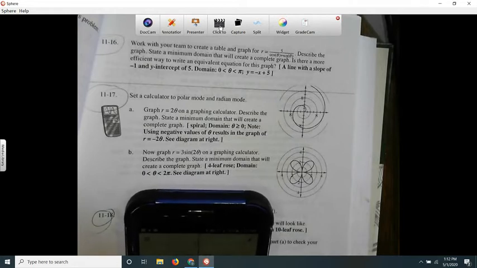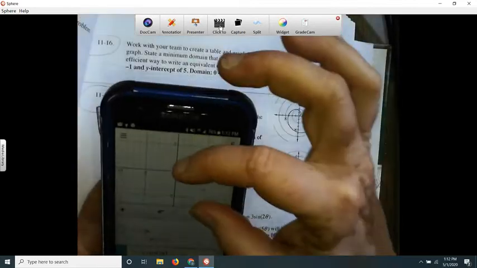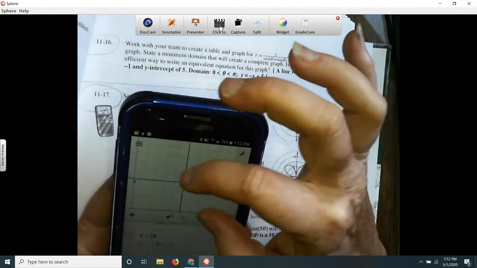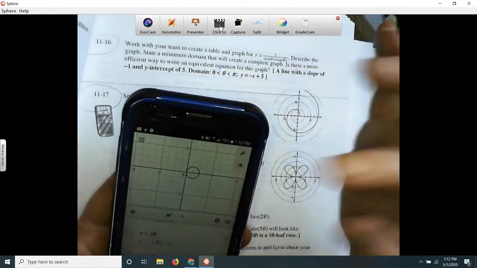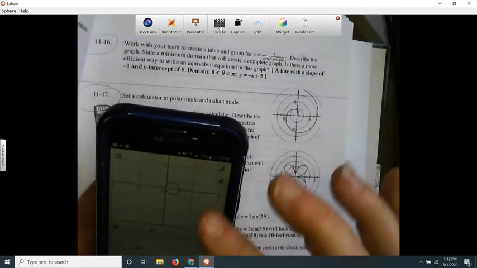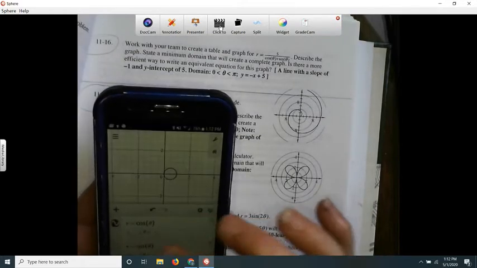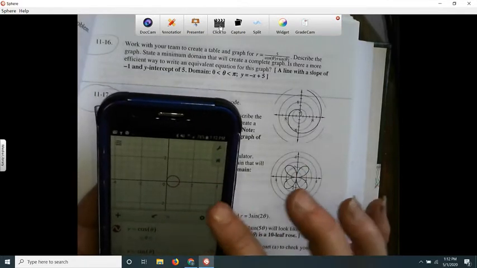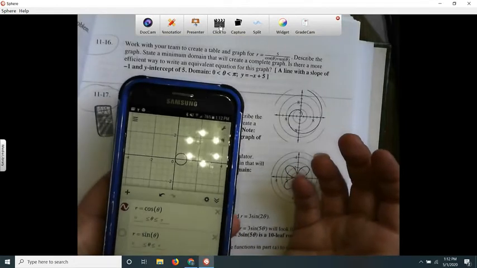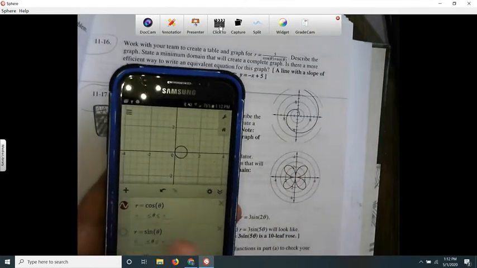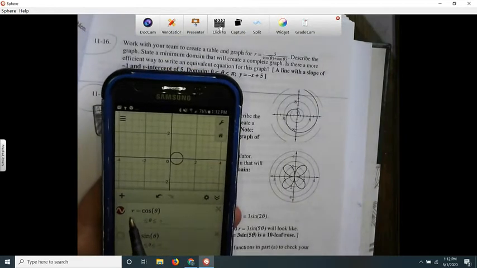Okay, so in Desmos, you can just go to your plain old Desmos that you have already on the app on your phone. But when you want to start graphing something in Polar, then you don't put y equals. All you have to do is put r equals. And so how did I do that?